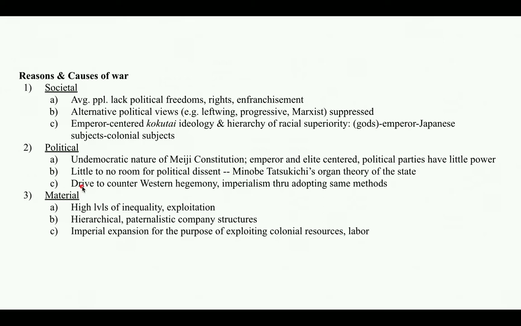As well as the drive to counter Western hegemony and imperialism through adopting the same basic methods. And this was held by most, if not all, mainstream politicians and elites at that time. It was just a matter of degree to which they wanted to implement these things, but many of the basic goals they held in common.